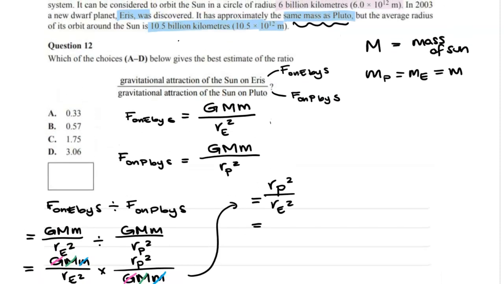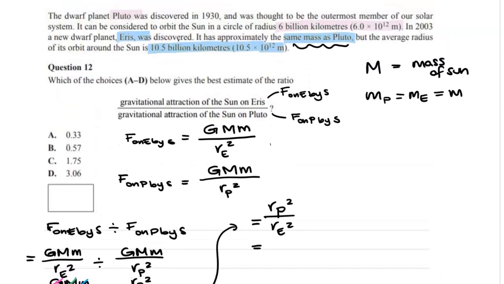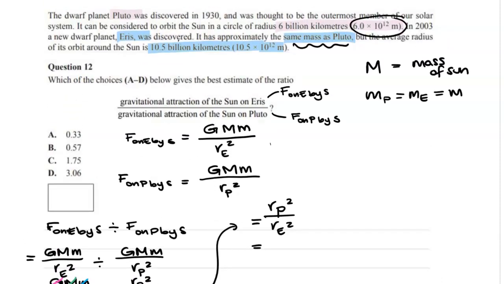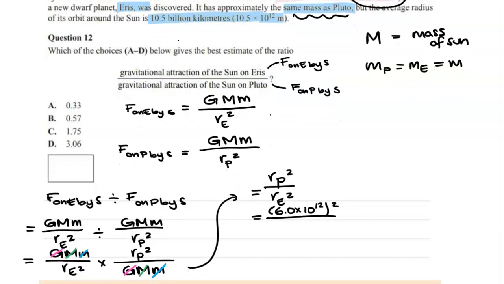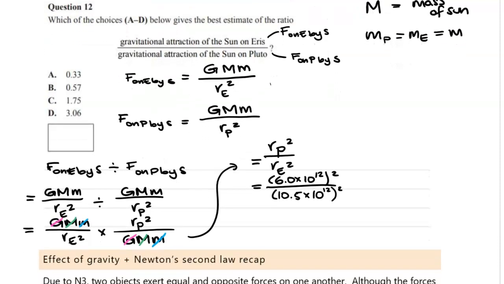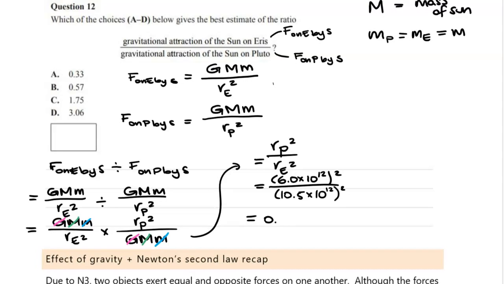And that's lucky because that's all the information they give us in the question. So radius of Pluto, 6.0 times 10 to the 12, and we're going to square that. And Eris was 10.5 times 10 to the 12, and we're going to square that. So can I get you to pop that in your calculator and just double check? Because when I did this, I got 0.326, and that's going to be closest to our answer of A.